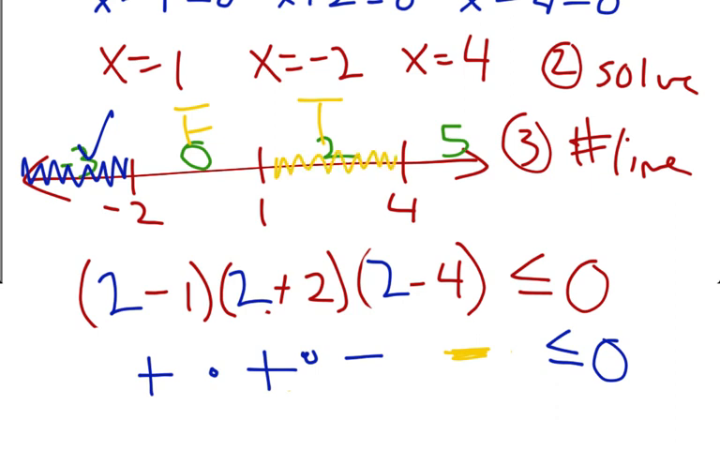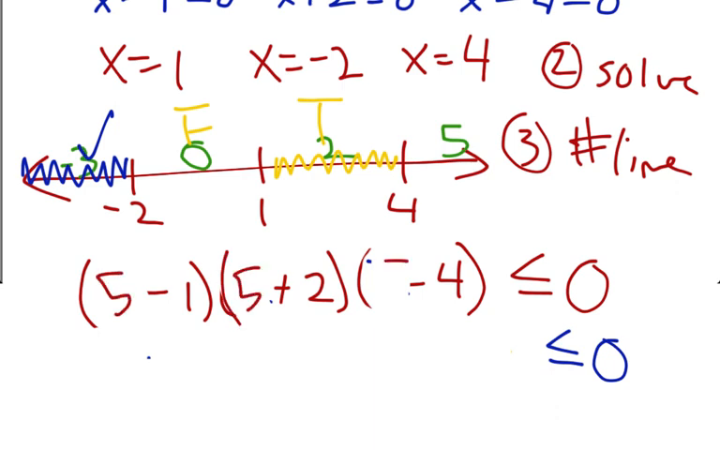So now finally I'll just plug in my 5, and when I plug my 5 in, I should end up with a positive, a positive, and a positive. When I multiply that out, that is positive. It does not work, it fails. So I have two regions where my answer is.